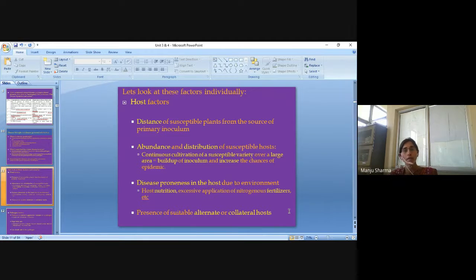So let's look at these factors individually. First are the host factors: distance of susceptible plants from the source of primary inoculum, abundance and distribution of susceptible hosts, continuous cultivation of a susceptible variety over a large area, which leads to buildup of inoculum and increases the chances of epidemic, disease proneness in the host due to environment, host nutrition, excessive application of nitrogenous fertilizer, etc. There is also the presence of a suitable alternate or collateral host.